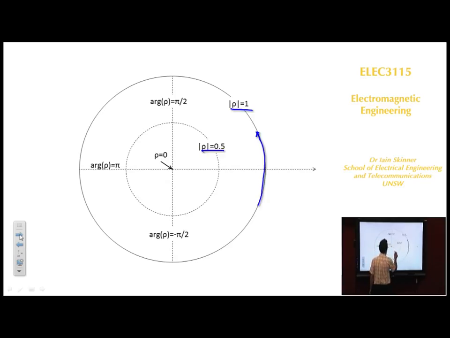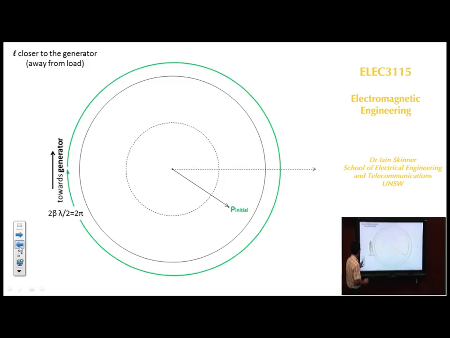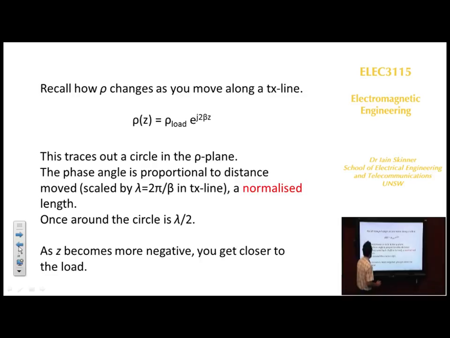So if we have rho is 0.5 and a phase angle of 3/4 of pi, we would plot rho out here, equals minus 1/2 plus 1/2 of j. So this is how we plot polar coordinate for rho. That's what the Smith chart is, in the background of all of this, a polar plot of rho.